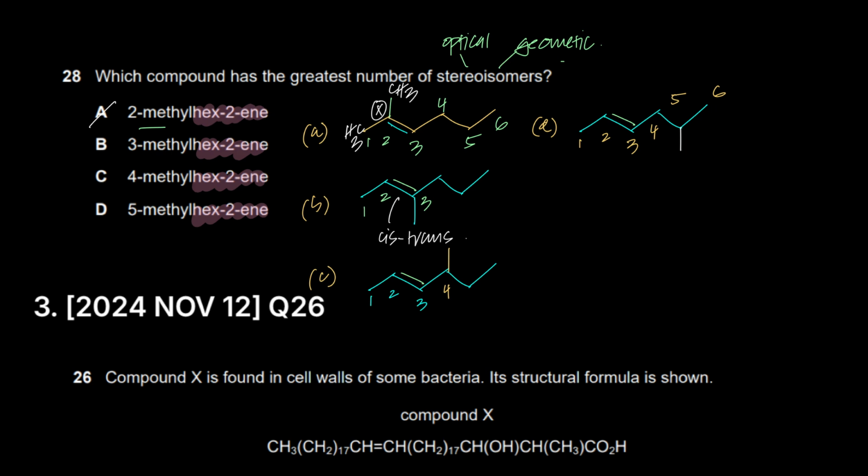But if you want to look into optical isomerism, each carbon must be a chiral carbon, or the carbon must have 4 different groups.